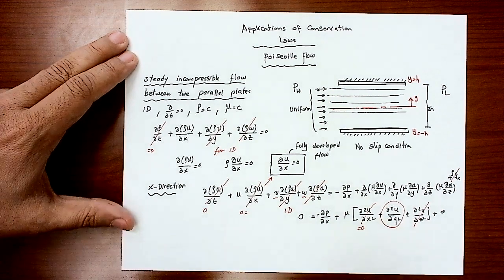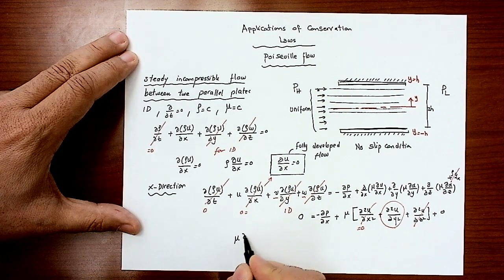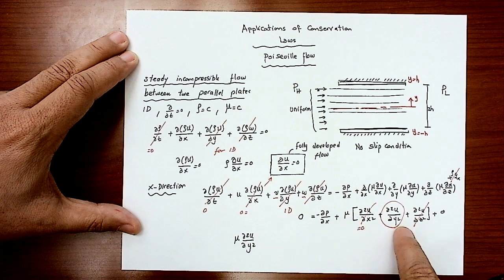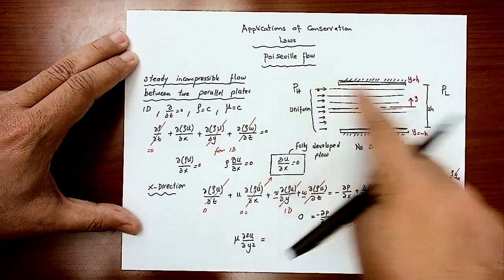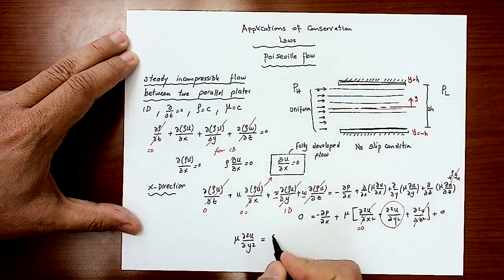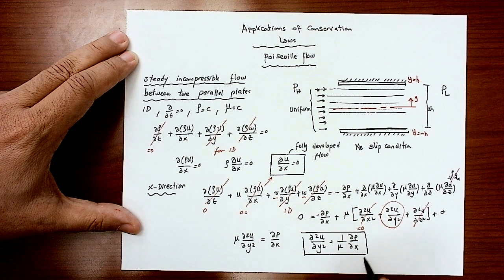So the final equation that I'm going to get from that momentum equation is mu partial 2u by partial y squared, that's the viscous effect, equal to, this term is not going to be 0 because now I have an external driving force. I cannot ignore that one. So that's going to be partial p by partial x. So in simple writing, partial 2u by partial y squared equals 1 over mu partial p by partial x. And this is what we got from the momentum equation.